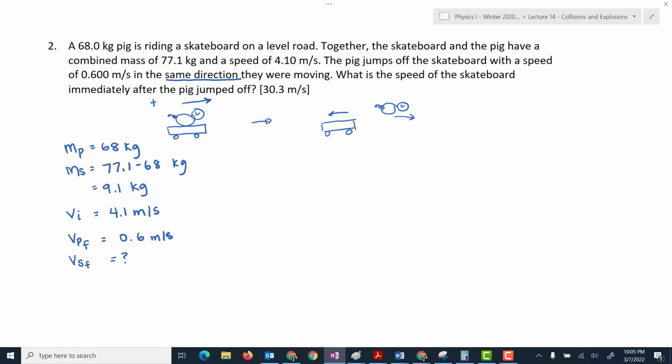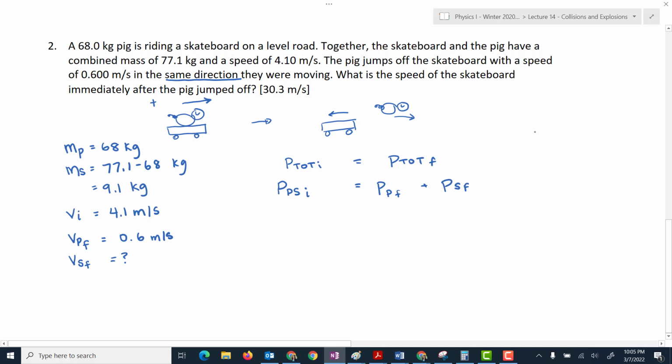So let's set everything up as before. We'd say the total momentum initially equals the total momentum final. We have two objects, but initially the pig and the skateboard are stuck together, so we're going to treat them as one big object. So I'm going to say the momentum of the pig and skateboard together initially, because they're moving together, so we're treating them like one big object stuck together, is equal to the momentum of the pig final plus the momentum of the skateboard final.